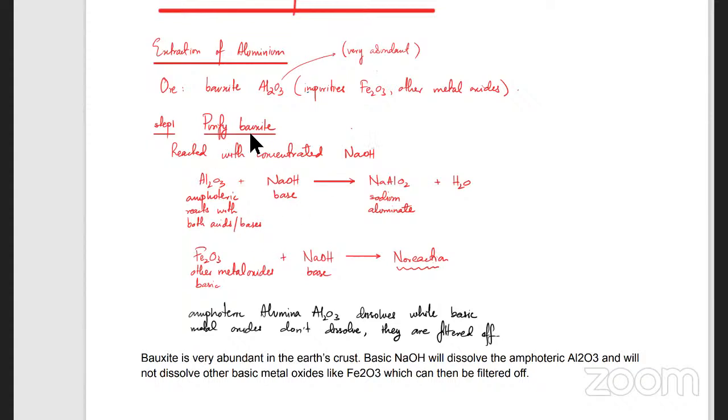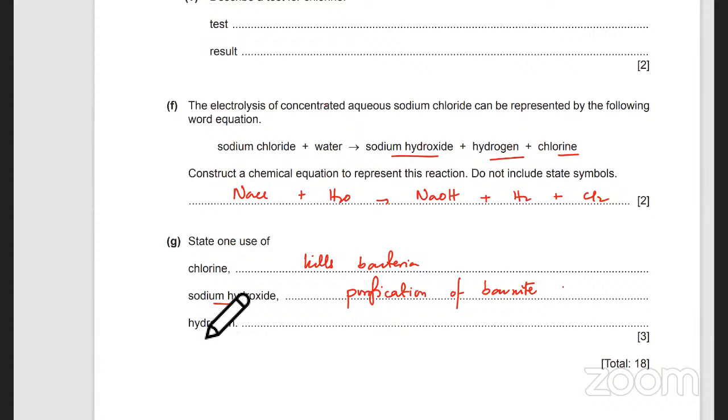So what would you do? You will purify the bauxite by reacting it with NaOH. Aluminium oxide, being amphoteric, would dissolve and react, so it dissolves in NaOH. The other metal oxides, which were basic, would not react with NaOH and therefore can be filtered out. So NaOH was used in purification of bauxite. And there are a number of other uses as well, we will go through them once.